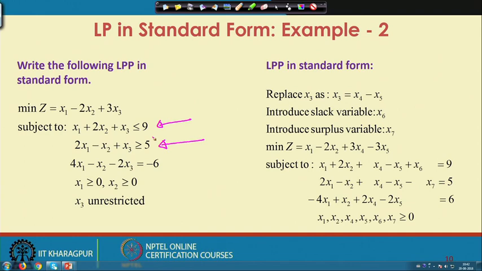So, the objective function becomes x 1 minus 2 x 2, but 3 x 3 becomes 3 into x 4 minus x 5, because x 3 is replaced as x 4 minus x 5. So, the objective function becomes z equal to x 1 minus 2 x 2 plus 3 x 4 minus 3 x 5.